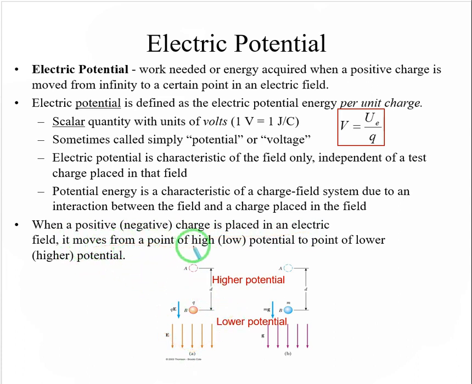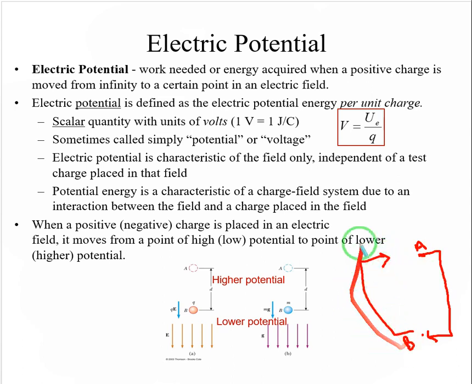So when a positive or a negative charge is placed in an electric field, it moves from a point of high potential to a point of lower potential. What does it mean? Let's see. We have a high value and a low value. When a charge moves from point A to point B, this is your high point and this is your low point. So a charge is coming from point A to point B, meaning from high to low. Or we can say a charge is moved from point B to point A, from low to high. This is just like higher potential and lower potential when moving.